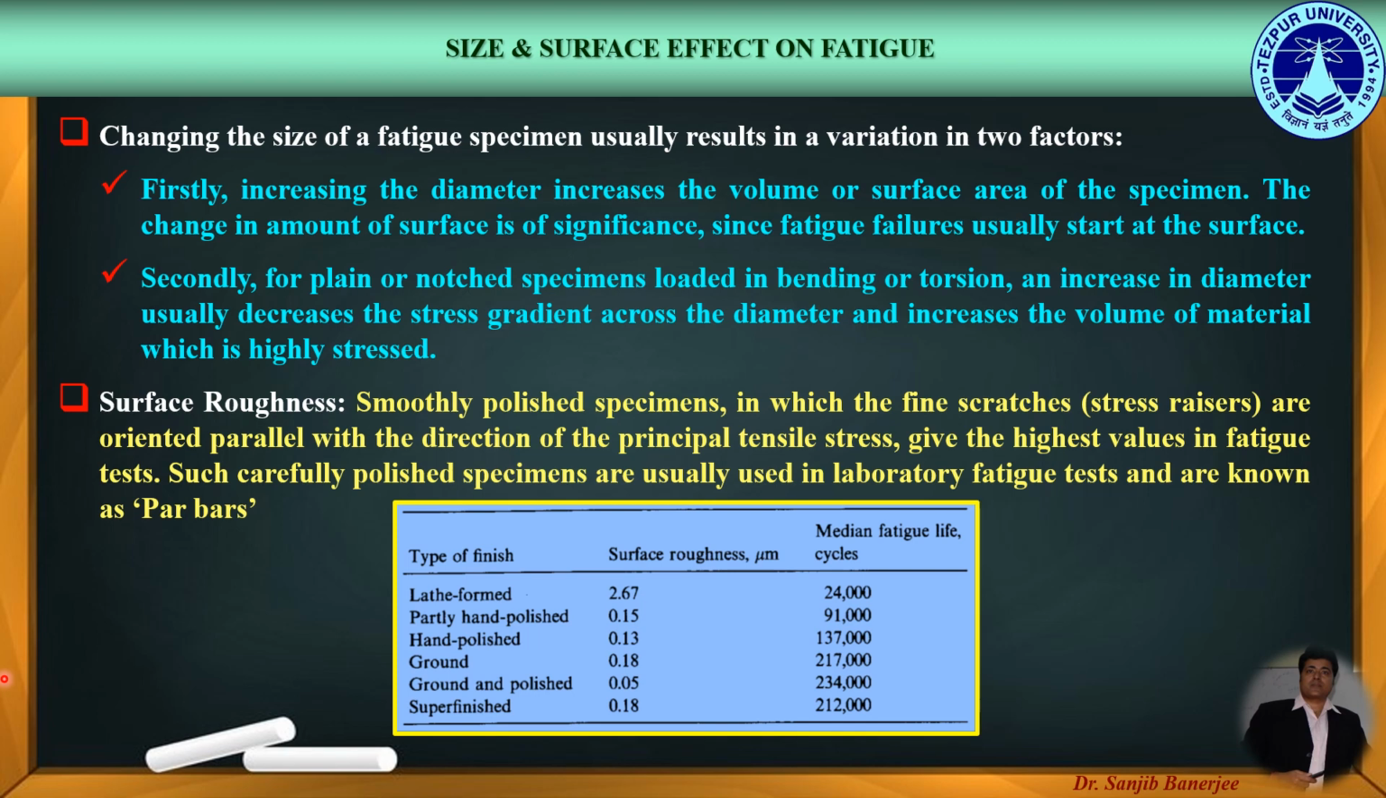Next, we will study the effect of size and surface roughness of a specimen on the fatigue properties. Changing the size of a fatigue specimen usually results in a variation in two factors. Firstly, increasing the diameter increases the volume or surface area of the specimen. The change in amount of surface is of significance since fatigue failures usually start at the surface.